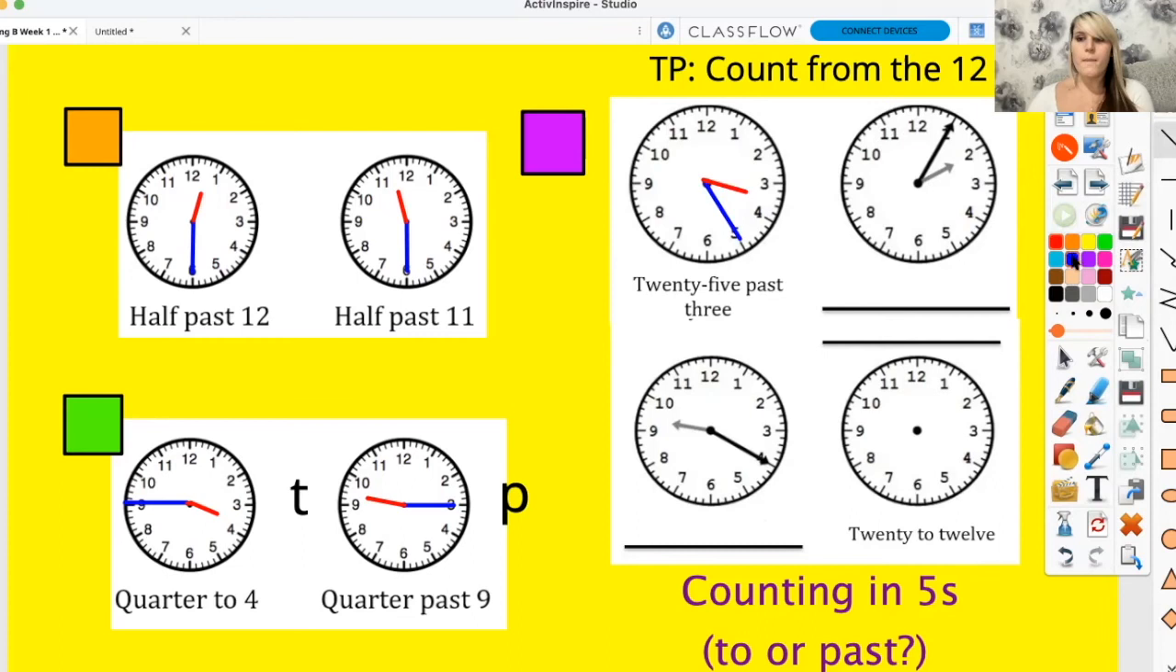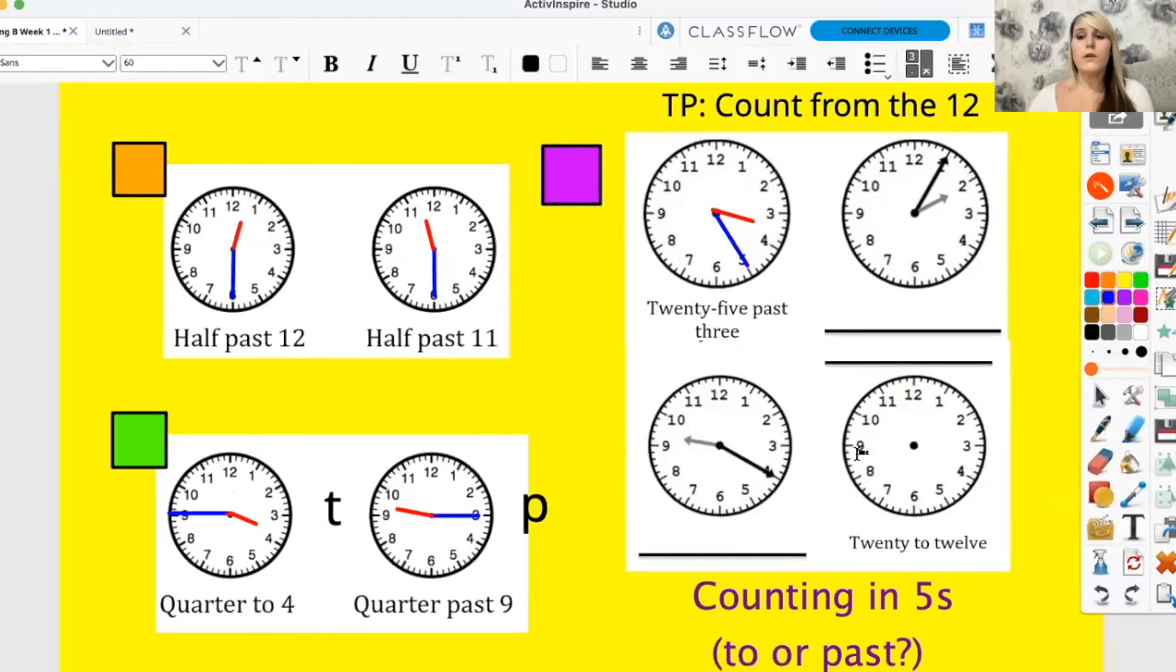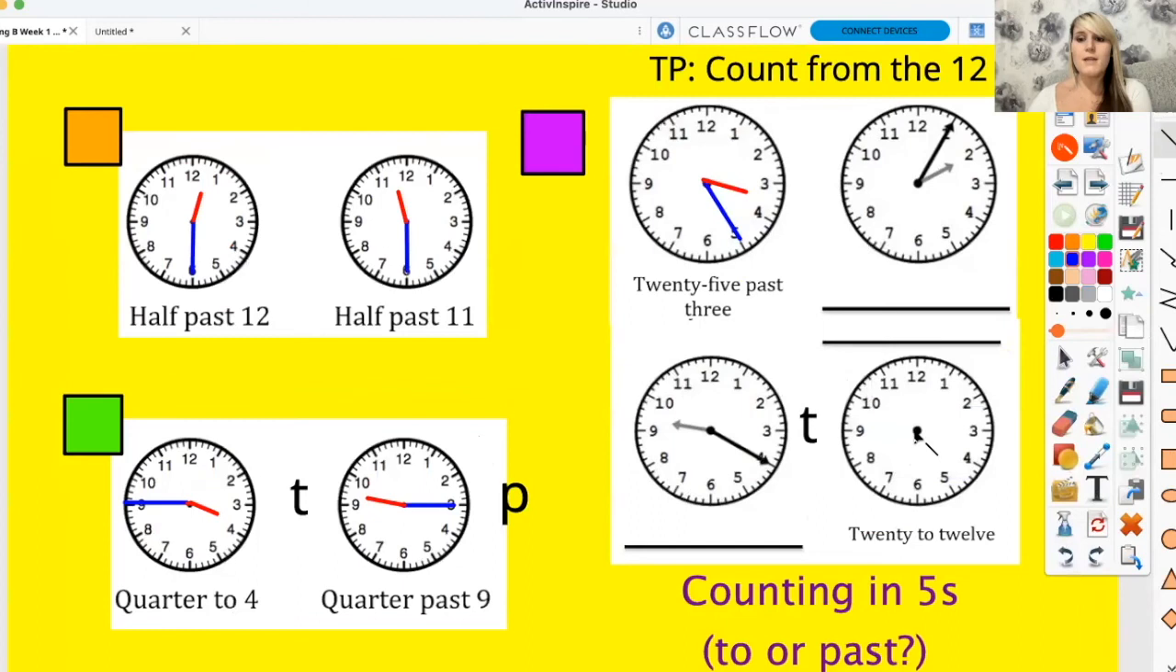So the minute hand, 20 to 12. So my 'to' side is this side of the clock. So I'm going to count from 12 backwards until I get to 20. 5, 10, 15, 20. That gets me to the 8. So I'm going to draw my minute hand pointing at the 8, nice long minute hand. And then I'm going to draw my hour hand, 20 to 12. So the hour hand is coming up to the 12. It's not on 12, it's coming up to the 12. So a short hour hand pointing towards the 12.